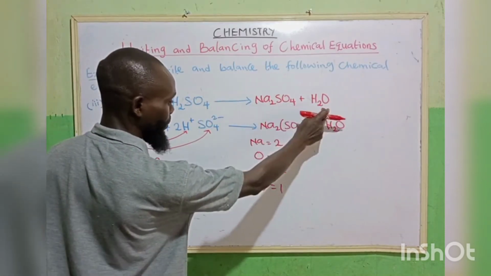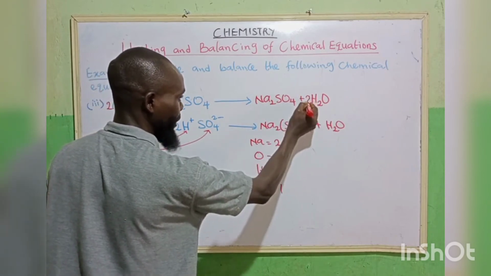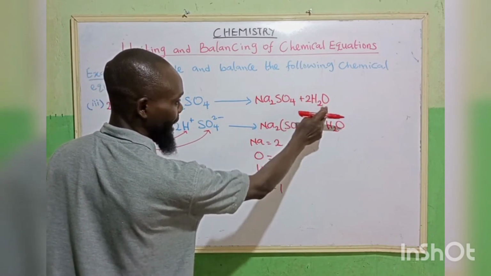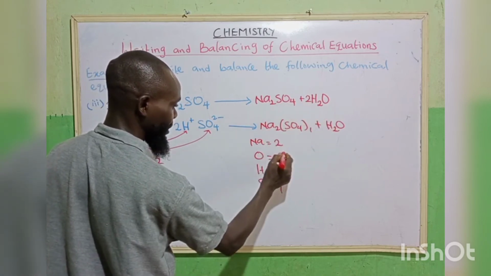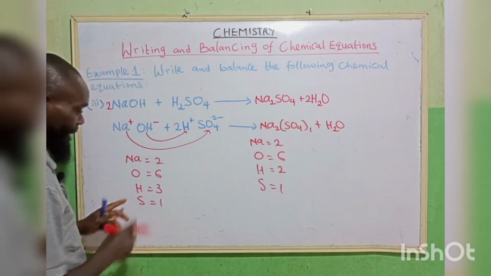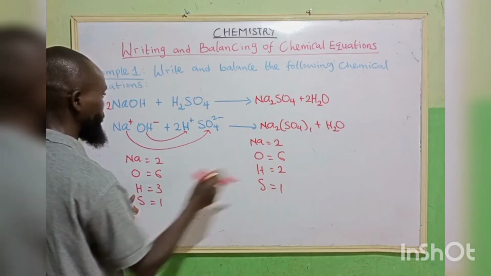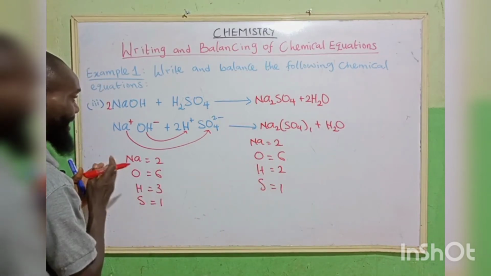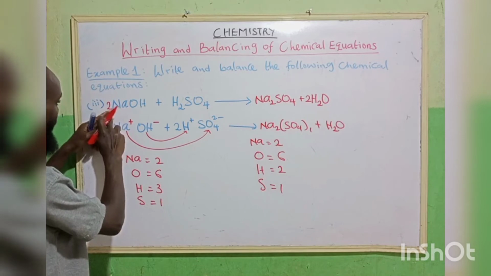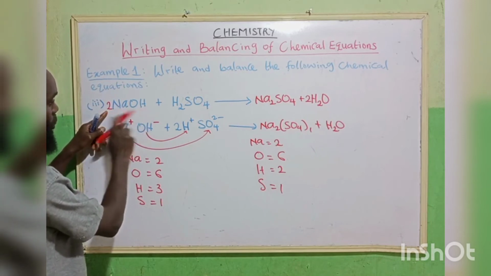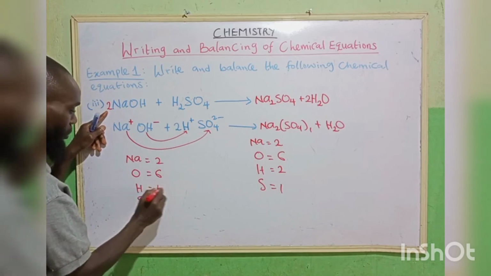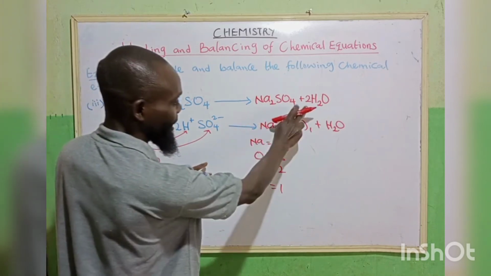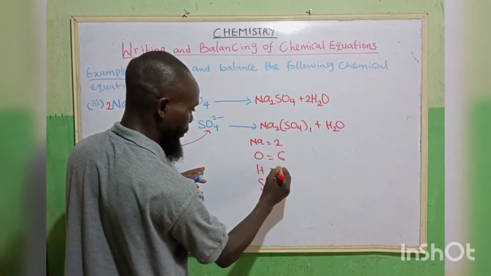Now, let's look at oxygen here. 4 here, 1, still making 5. Let me put 2 here. So 2 here plus 2, that is 2 oxygen plus 4 oxygen making 6. Hydrogen. Hydrogen here is 3. Hydrogen here is 2. But something has changed with hydrogen as well. This 2 is affecting hydrogen. Hydrogen becomes 2 here. 2 plus this 2, making 4. Hydrogen here, 2 times 2, making 4.